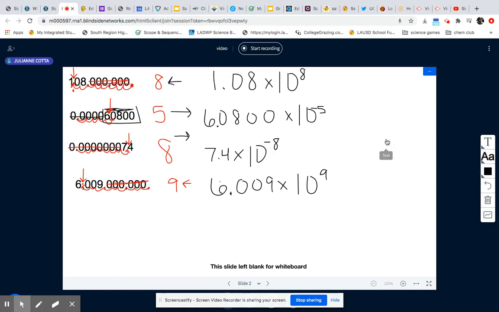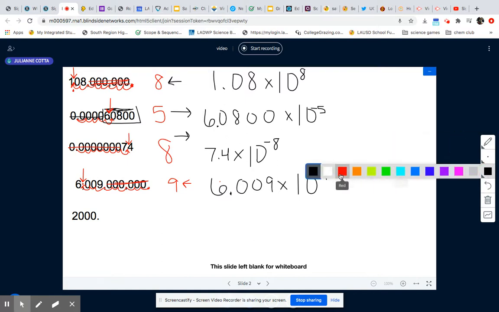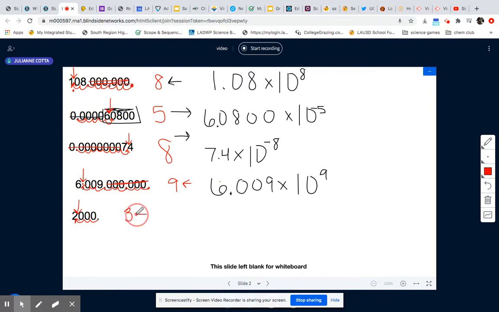Okay, so let's try a different one. Let's just say it's 2,000 with a decimal at the end. So simply 2,000 with a decimal at the end. This counts for anything with a decimal at the end. Same rules. I want to put my arrow after the first number that's not a 0. So 2 would be my first number that's not a 0. And my decimal is here for me this time. So I just have to count for my decimal how many spaces till I get to my arrow. 1, 2, and 3. So I move 3 spaces to the left this time.